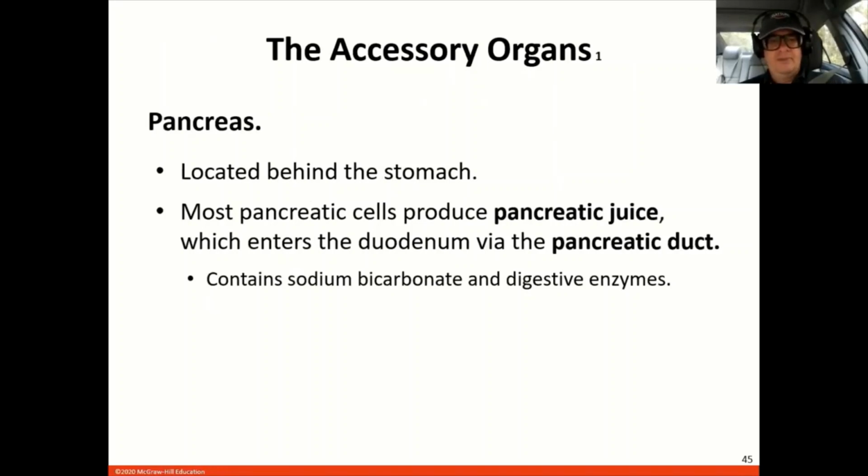So the pancreas is behind the stomach and near the stomach. It makes pancreatic juice. I think this should say behind and below the stomach a little bit, but anyway, definitely behind. But I think it hangs down. Anyway, pancreatic juice is full of sodium bicarbonate, which is a basic solution that neutralizes the acid in the chyme coming out of the stomach, coming through the pyloric sphincter. It also is full of digestive enzymes.